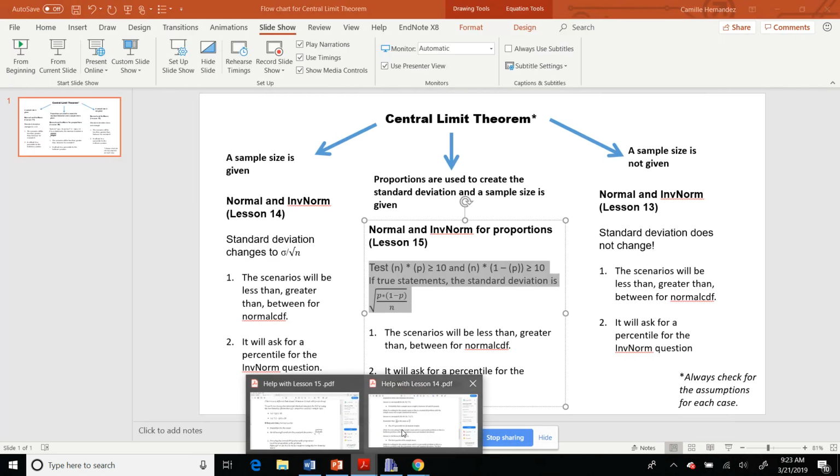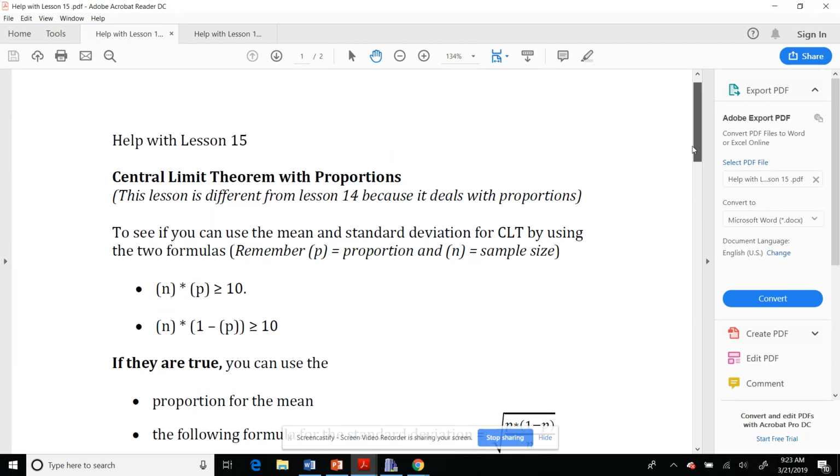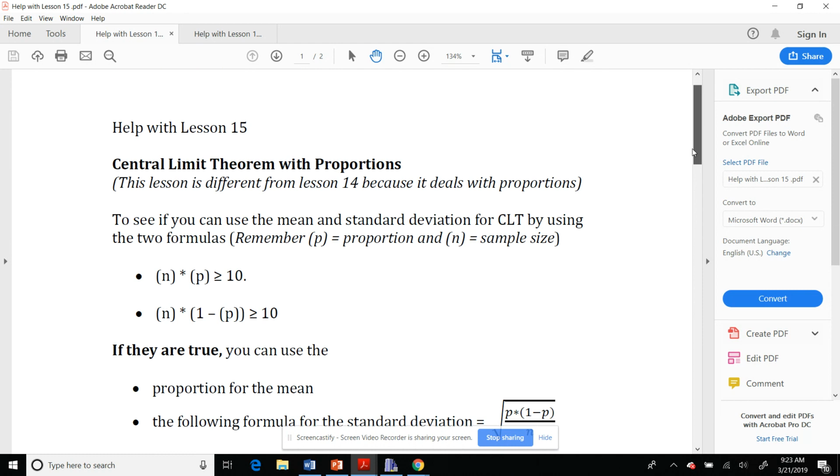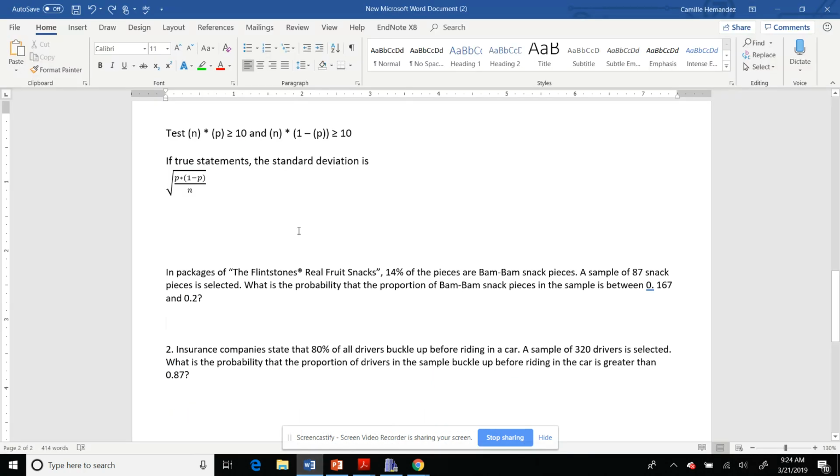If I go to the handout for lesson 15, remember, this differs because it deals with proportion, but these proportions are different from the ones you're thinking of with lesson 13 and 14 because you're actually using proportion data and you're not really given the means that we've seen before. So remember, you've got to make sure these formulas are true, and then if they are, you can use the standard deviation. And I'm going to walk you through it.